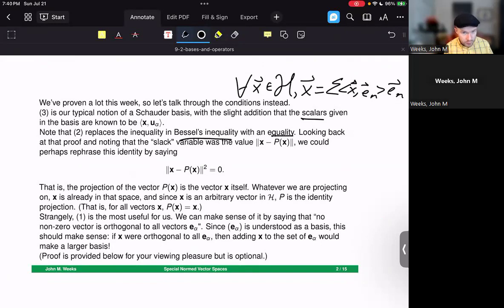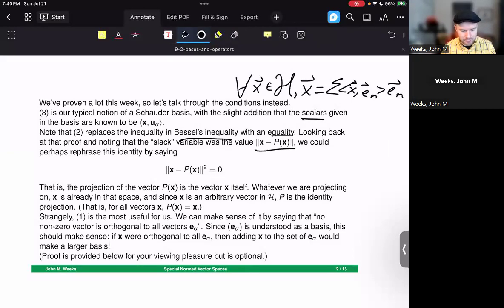Looking back at that proof for Bessel's inequality, we had a notion of something that we could get rid of. There was a way to get this inequality for the greater than or equal to the norm of x. And the slack variable, the thing that we were allowed to get rid of, was this norm of x minus p of x. If we actually have an equality there, then that slack variable is equal to exactly 0.